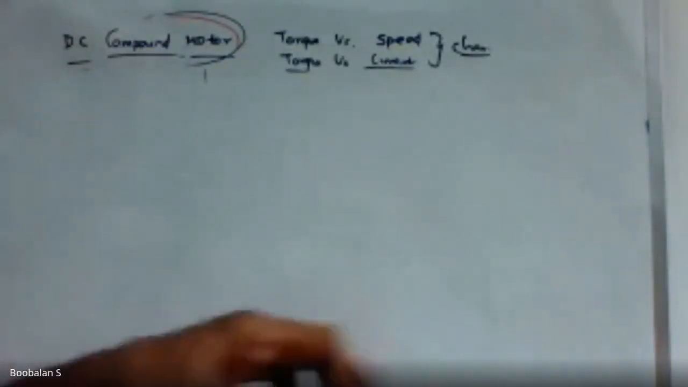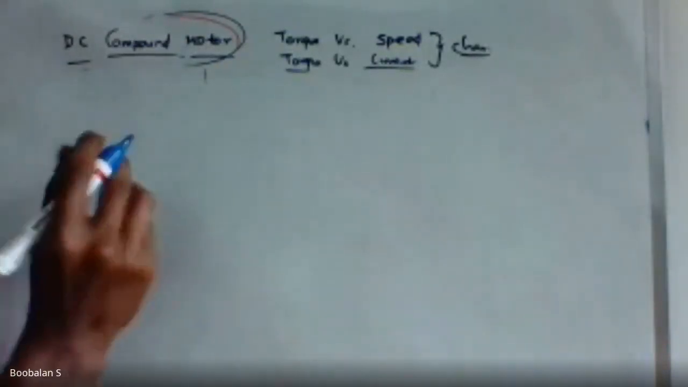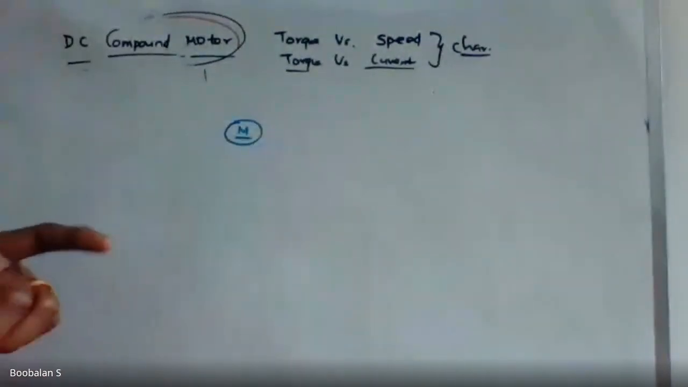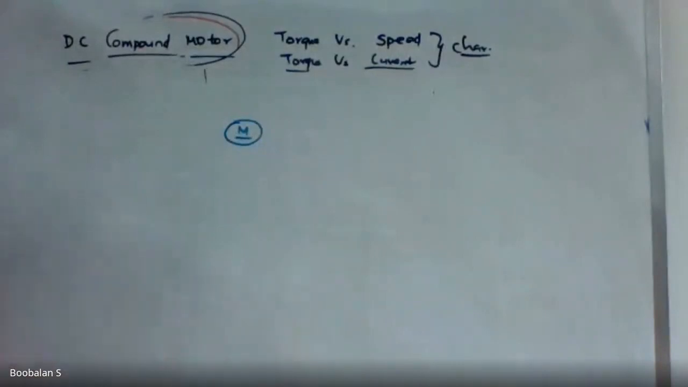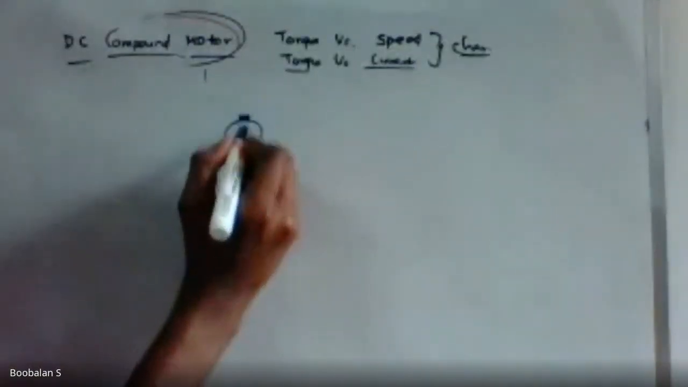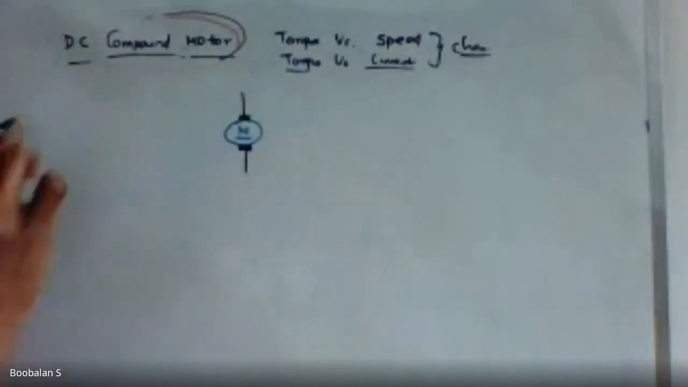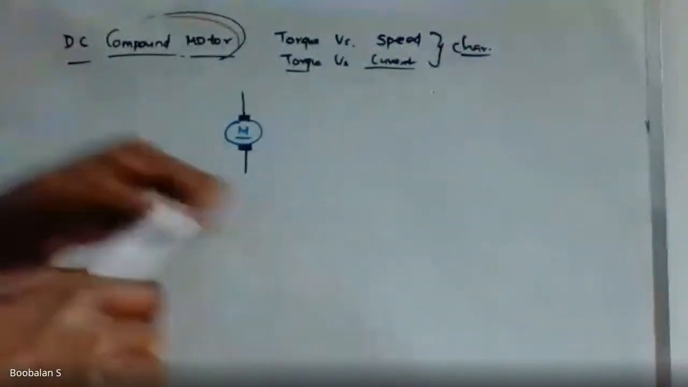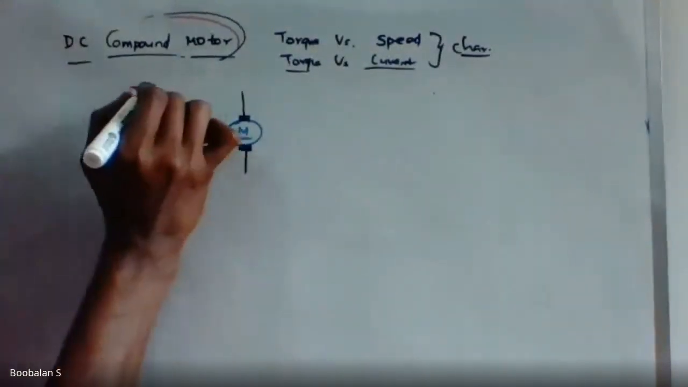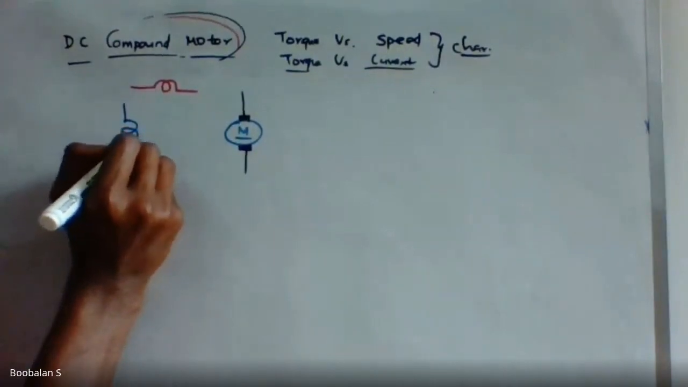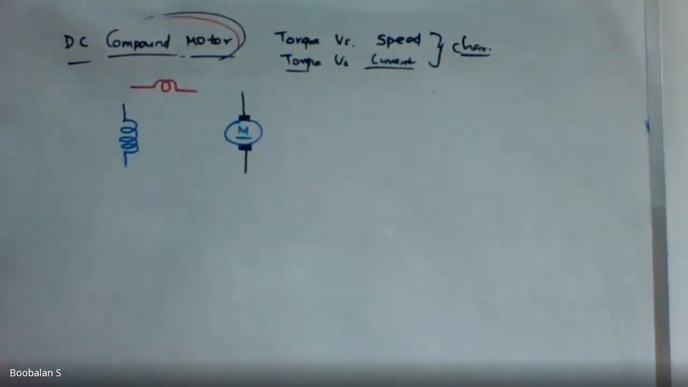So the compound motor will have both connections, series as well as parallel. The motor armature will have two connections. One is series, one is parallel. We are just going to connect both windings. One is a series connection, and one more is a parallel connection. Both connections will be there. That's why it's called a compound motor.